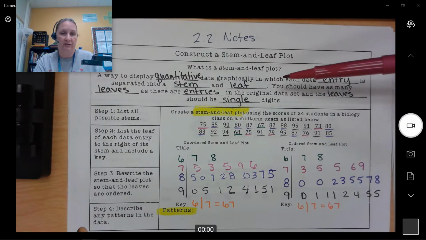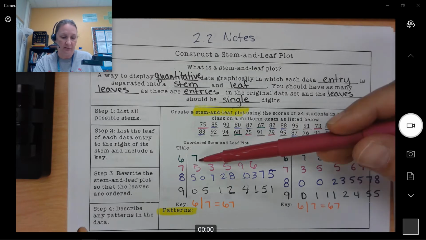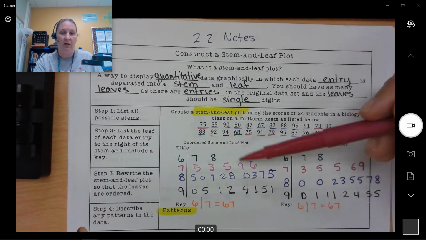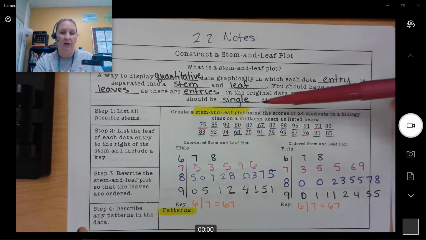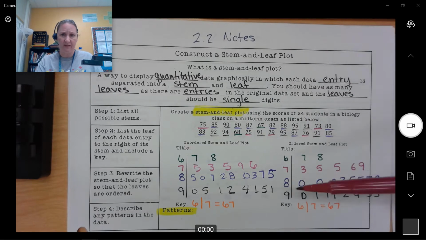So it's a way to display quantitative data graphically, in which every entry is separated into a stem and leaf. You have as many leaves as there are entries. So the numbers behind the bar, if you counted them up, there would be as many as you see actual data points. And the leaves indicate one specific data point.